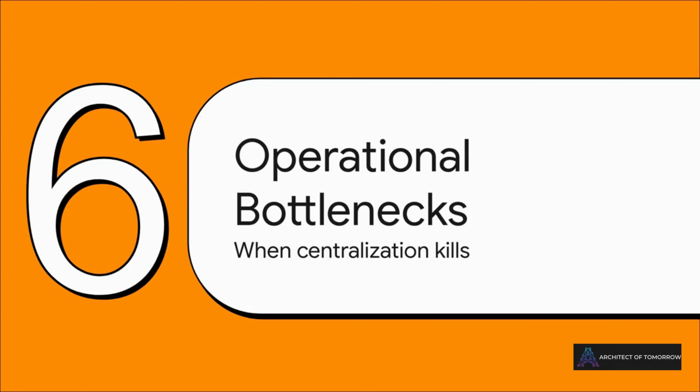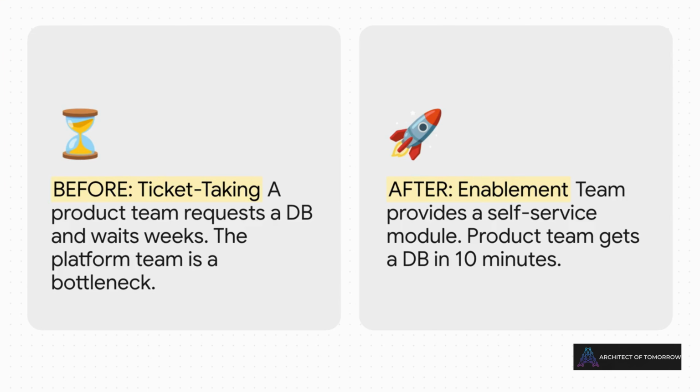And finally, our 6th mistake. This one shifts from the technology to the people and the process, creating operational team bottlenecks. A really common model is to have a centralized platform team that handles all the infrastructure requests. In theory, it enforces standards, but in reality, it often just kills velocity and becomes a huge point of friction for everyone. This before and after really says it all.